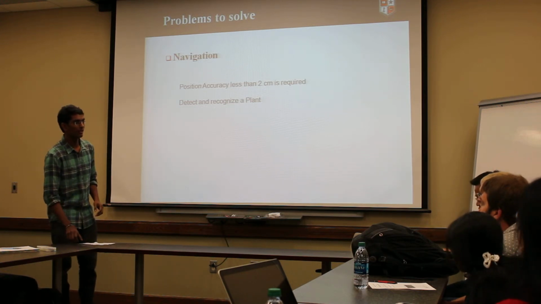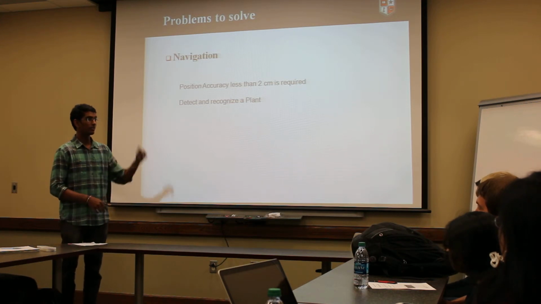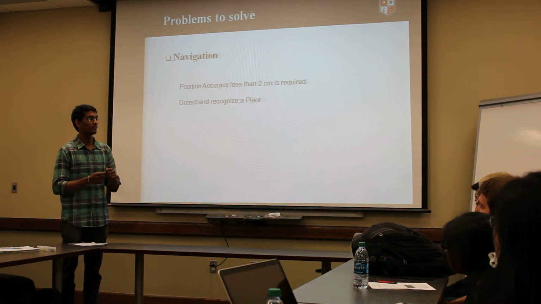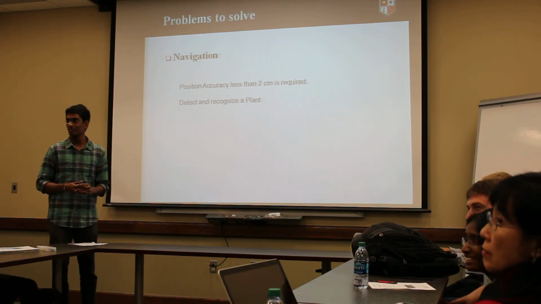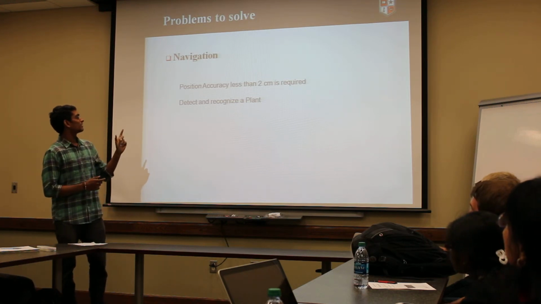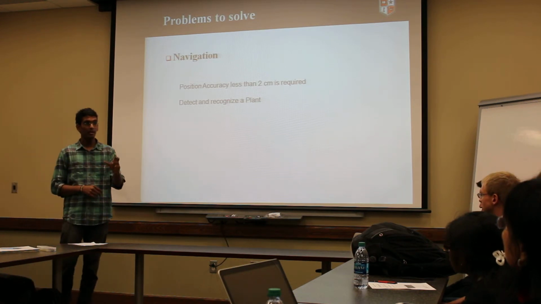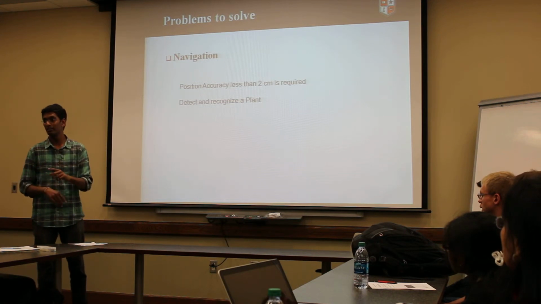How about RFID? I'm sorry? RFID. We initially thought of RFID tags, but if you look at the figures that I've given you earlier, attaching RFID tags to 50,000 plants is practically not feasible. 50,000, yes. So this is basically a brief overview of navigation tasks. We should be able to detect a plant and we should be able to recognize the plant. I hope you got the difference between detecting and recognizing.